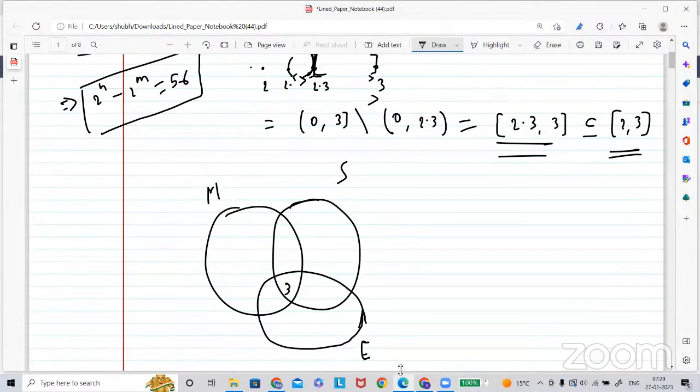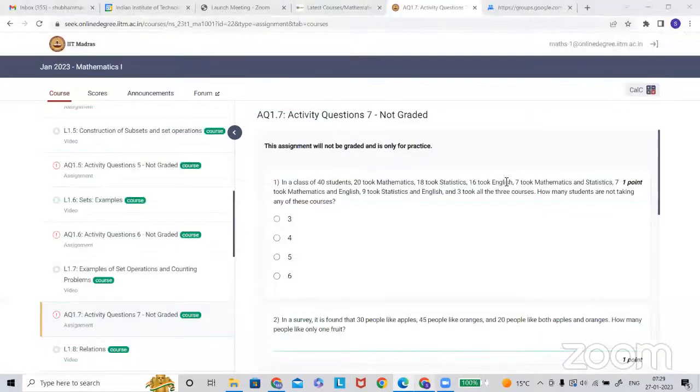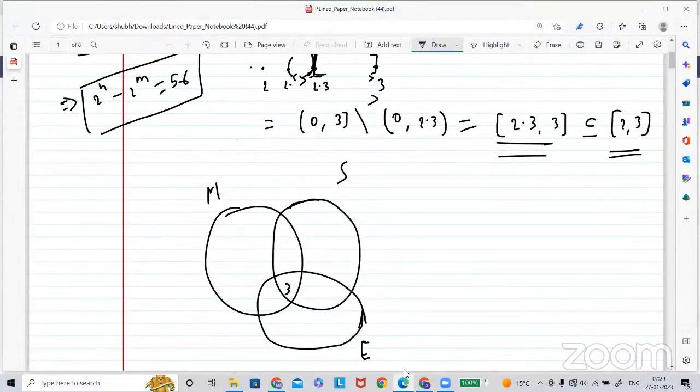Now what is going to be here? Maths and stat. 7 took maths and stat, the common portion of math and stat. 7 took maths and stat, so 4, since you have already filled that 3. So it could be 4 here, right?